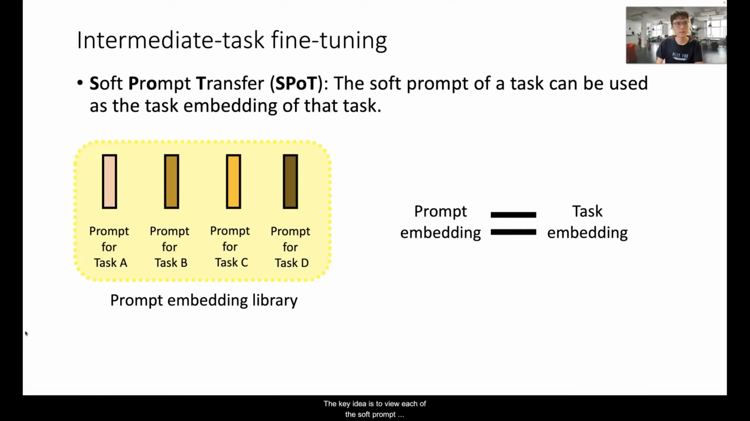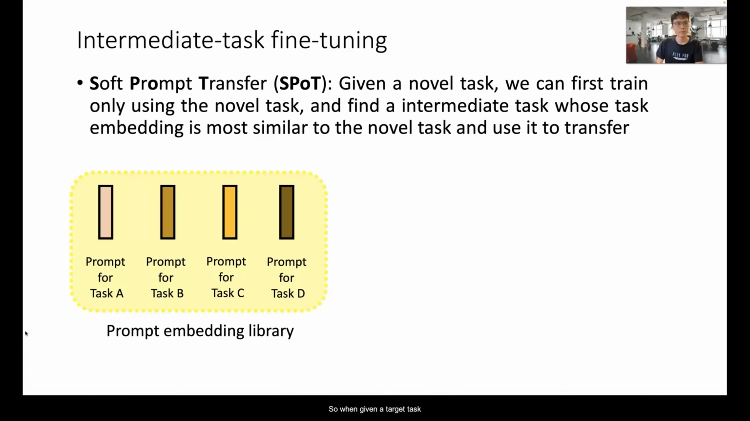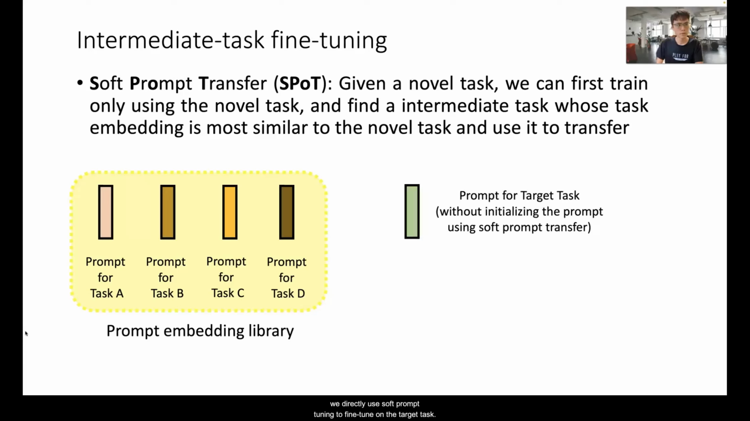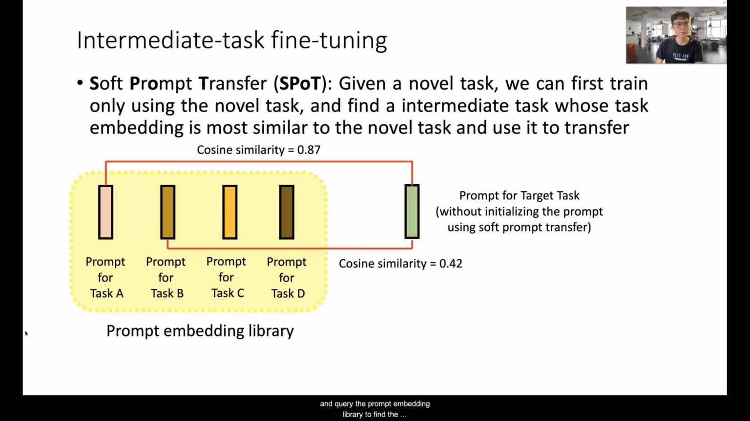The key idea is to view each of the subprompt embeddings in the prompt embedding library as the task embedding that represents the task. So, when given a target task, we directly use subprompt tuning to fine-tune on the target task. In this step, the subprompt embedding is not initialized using the subprompts of the potential intermediate tasks in the prompt embedding library. After obtaining the prompt for the target task, we can use these prompts as the task embedding and query the prompt embedding library to find the most similar prompt embedding.